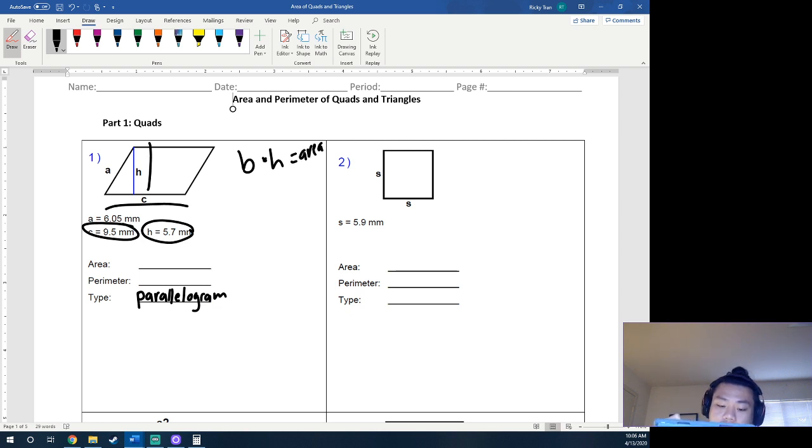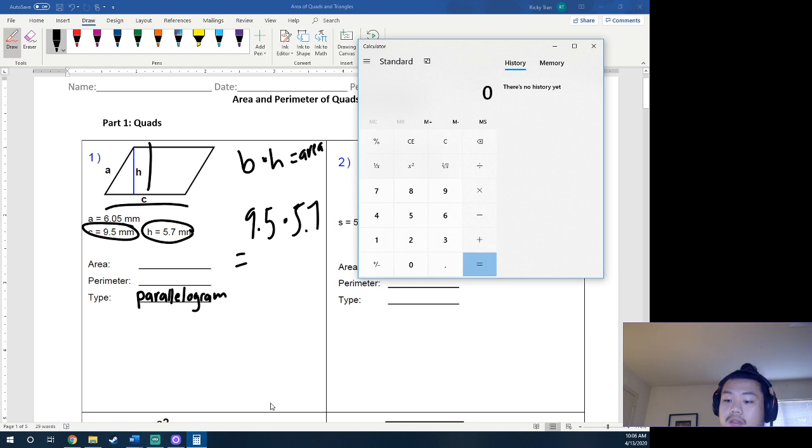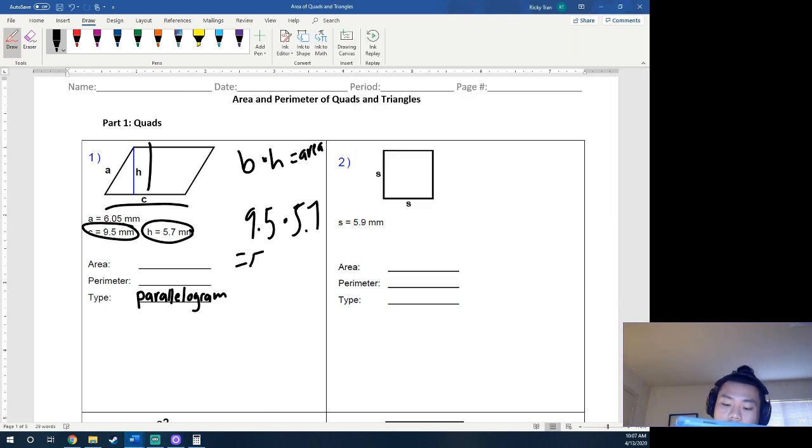So for base times height, we have 9.5 times 5.7, which is equal to 54.15 millimeters squared. Okay, this is area. So this is 54.15 millimeters squared.